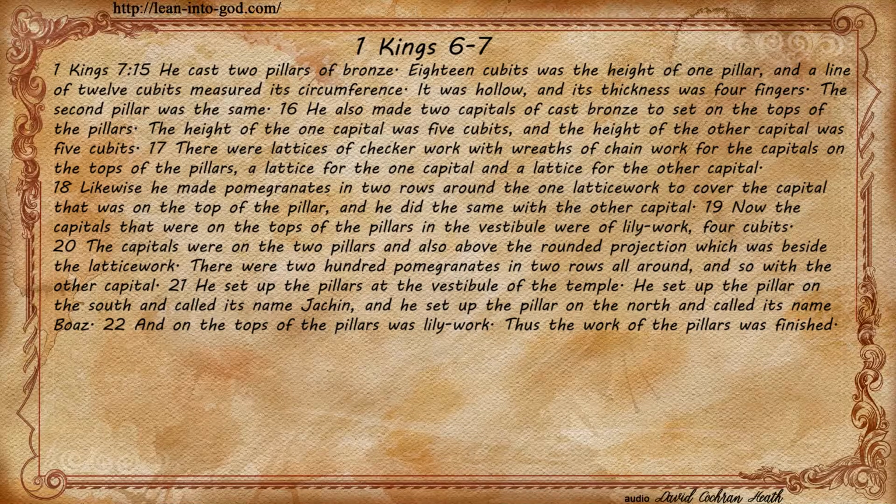Now the capitals that were on the tops of the pillars in the vestibule were of lily work, 4 cubits. The capitals were on the 2 pillars and also above the rounded projection which was beside the lattice work. There were 200 pomegranates in 2 rows all around, and so with the other capital.